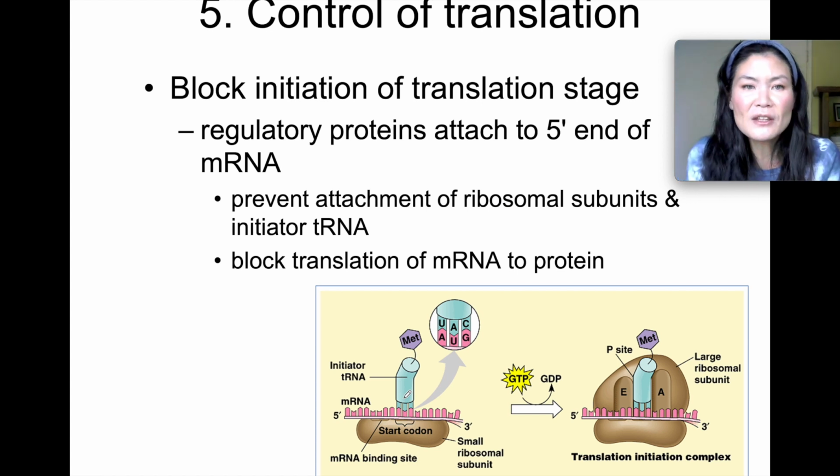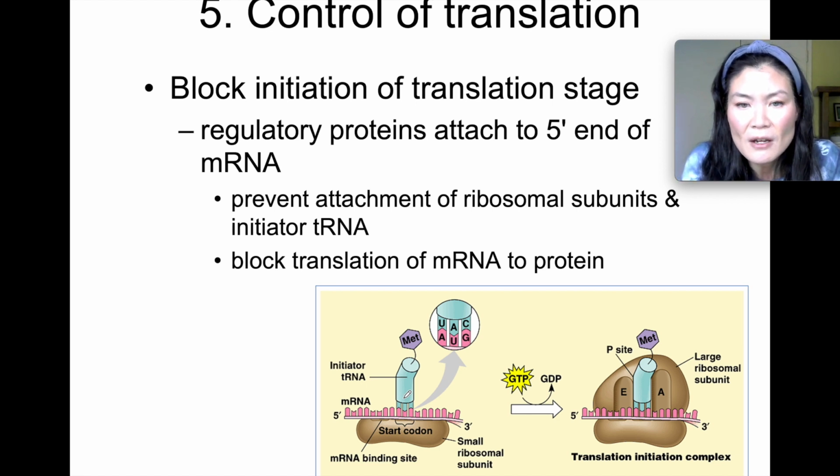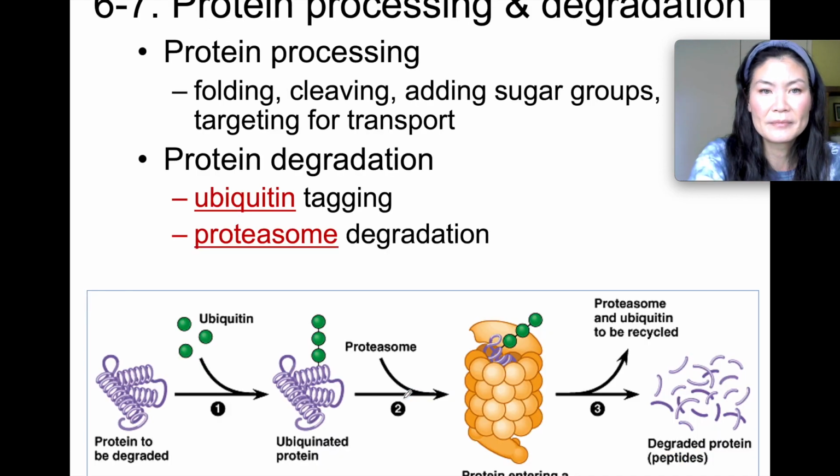Okay, and then the fifth way that genes can be turned off is translation. This is similar to what we talked about before, where the mRNA is going to be blocked from the ribosome. So we can block initiation of translation if we have some kind of protein that's going to prevent the ribosome from binding to the mRNA.